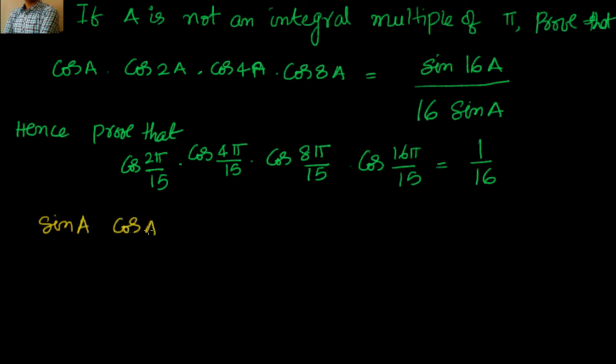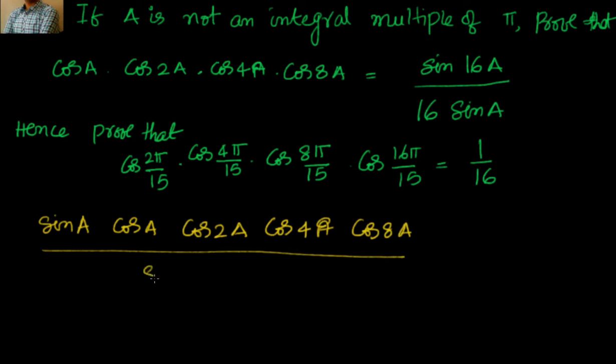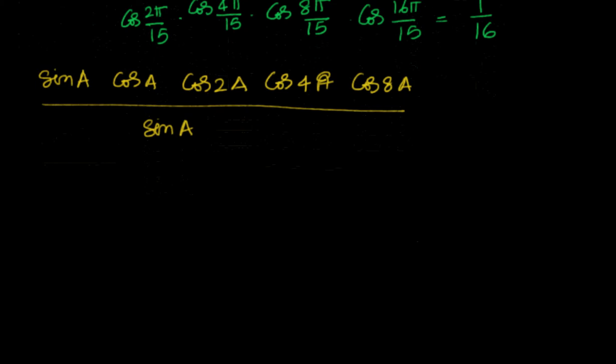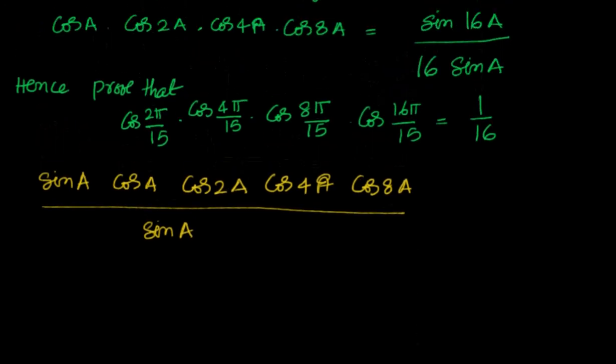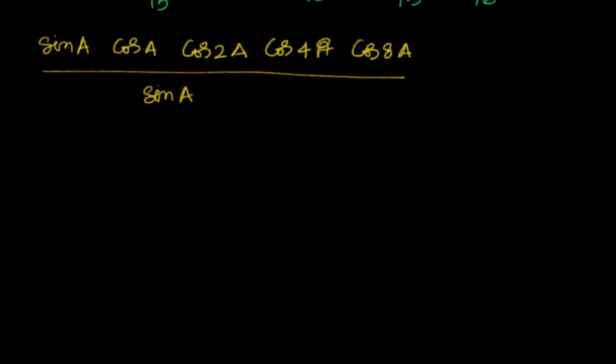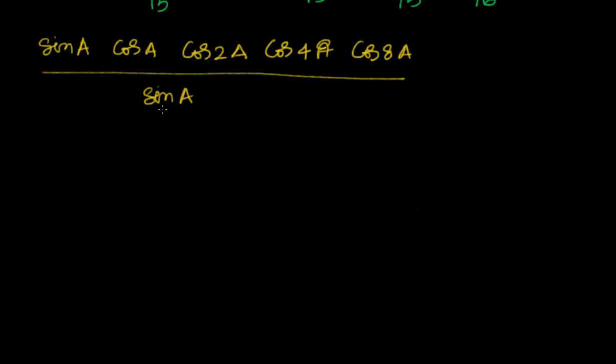Now this becomes sin a into cos a into cos 2a into cos 4a into cos 8a. Only one thing I have done is I have multiplied and divided by sin a so that the value is not changed. This is what is given to us, that we have to prove that this is nothing but equal to sin 16a by 16 sin a. But I have sin a at the bottom, so I thought let me multiply and divide.